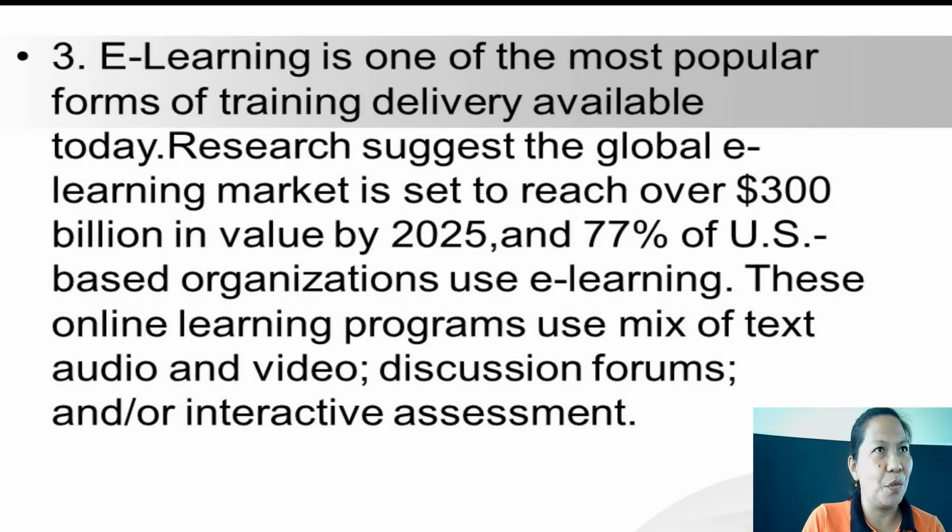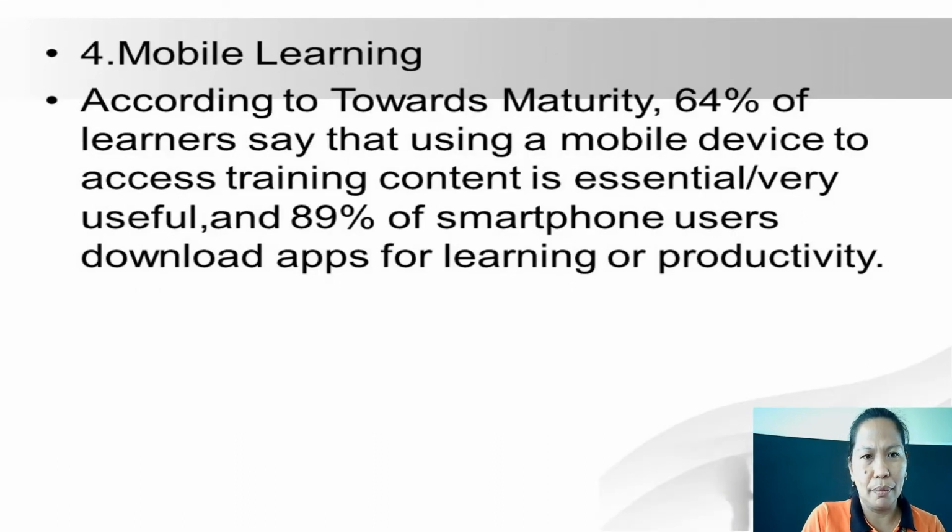Number 3, e-learning, where we have an internet connection. E-learning is one of the most popular forms of training delivery available today. Research suggests the global e-learning market is set to reach about 300 billion in value by 2025, and 77% of US-based organizations use e-learning. These online learning programs use a mix of text, audio, and video, discussion forums, and or interactive assessment.